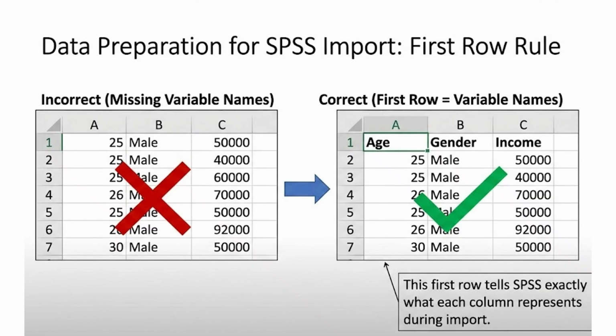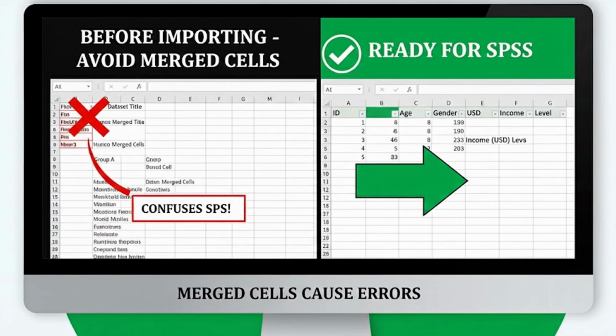First, the first row should have your variable names like age, gender, income, etc. This tells SPSS what each column represents. Next, avoid merged cells. Merged cells can really confuse SPSS and cause errors.